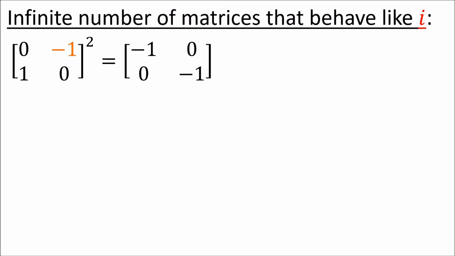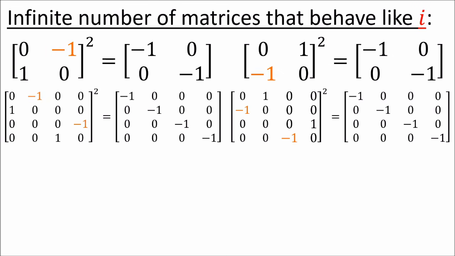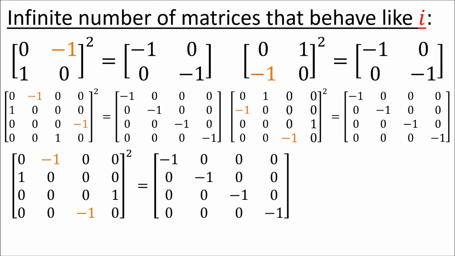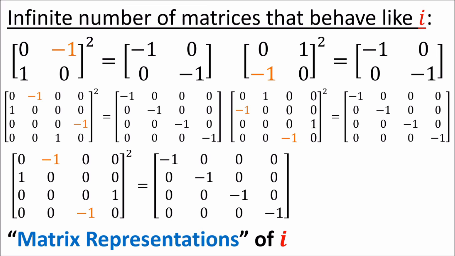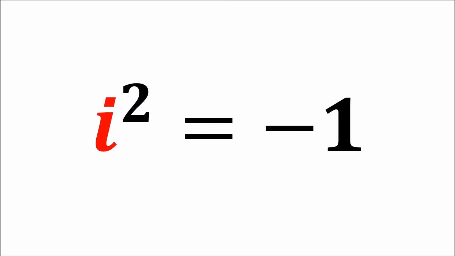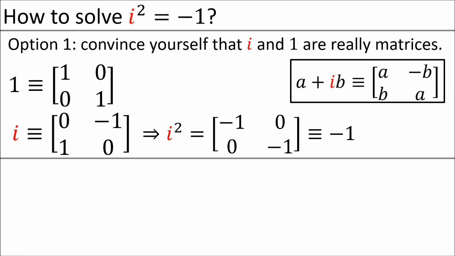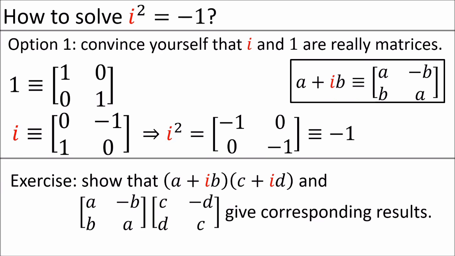The reason is there are an infinite number of matrices of all different sizes that square to the negative identity matrix. We say that these are all matrix representations of the abstract symbol I. But we don't actually need any of these matrix representations to do math with complex numbers. It's often simpler to just take the symbol I as its own object and forget about matrices. As an exercise, you can try multiplying the expression A plus IB times C plus ID in both matrix form and symbolic form, and show that they give equivalent results.